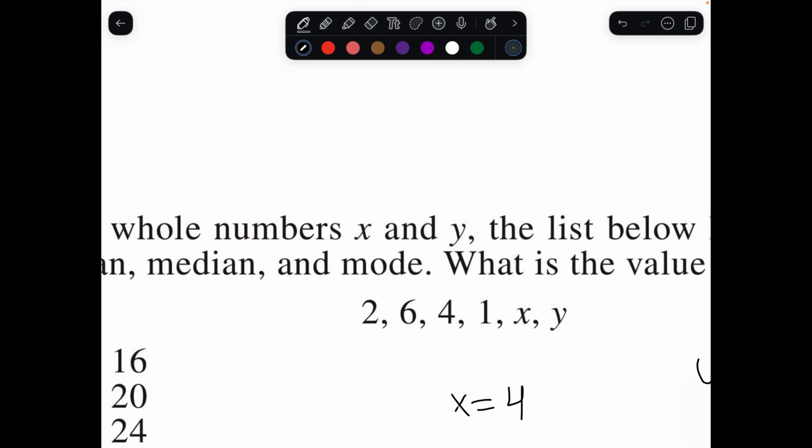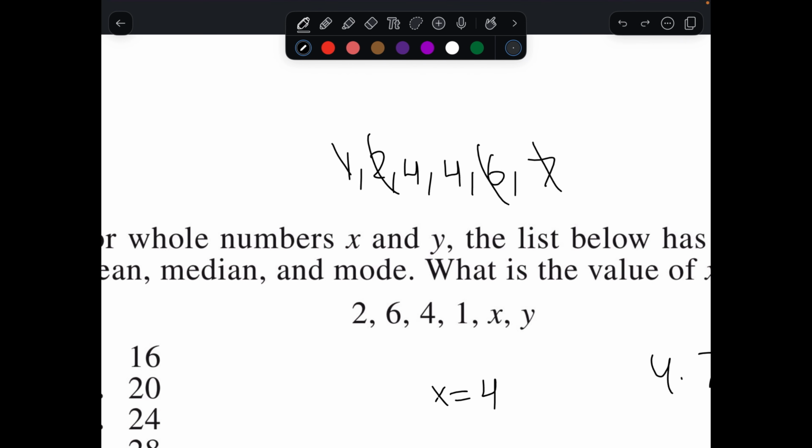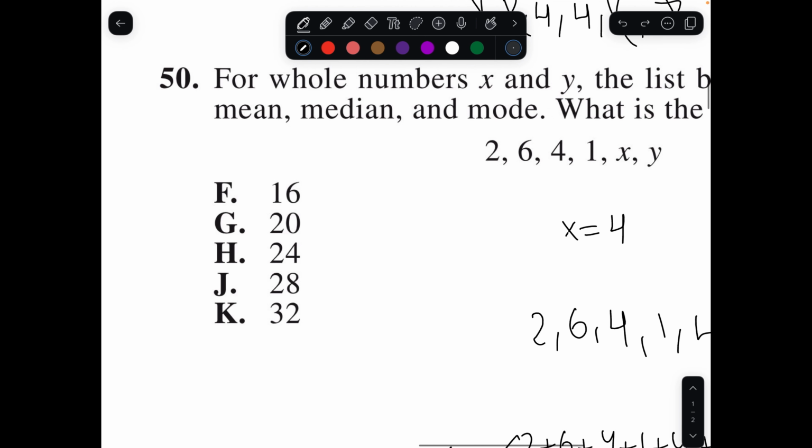Remember, to find the median, you just have to set up the list in increasing order. So 1 is the smallest number, then it's 2, then it's 4, then it's 4 again, then it's 6, and then it's 7. And if we were to try to find the median, indeed, the median is the midpoint between the two middle numbers, and the midpoint between 4 and 4 is 4. So this proves that this is correct. So 4 times 7 is 28.